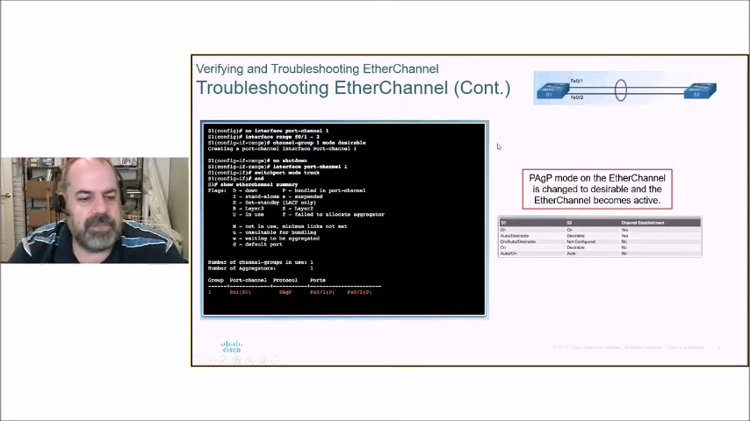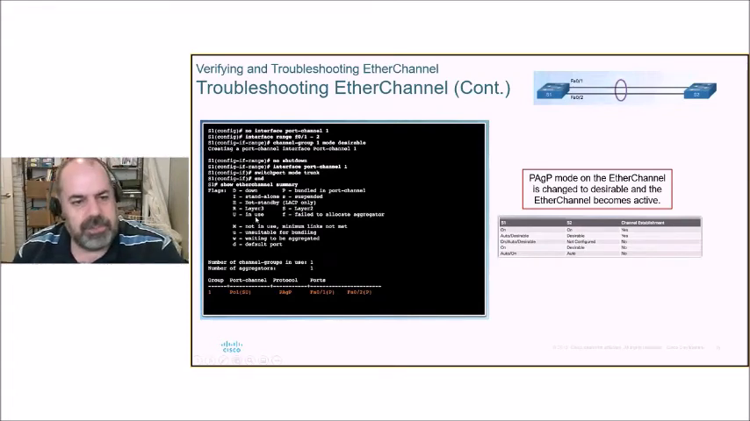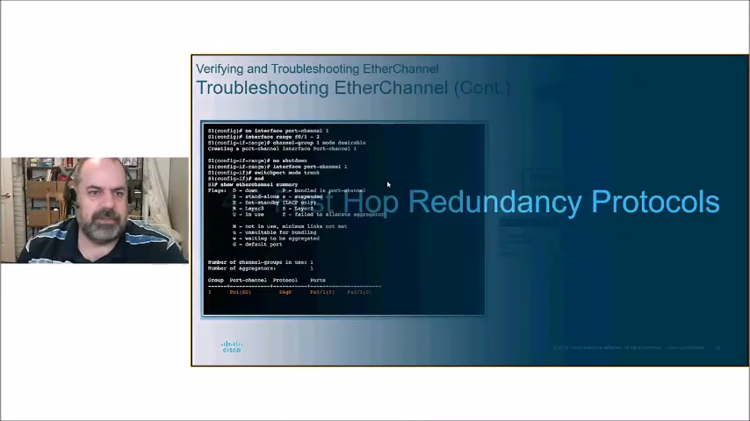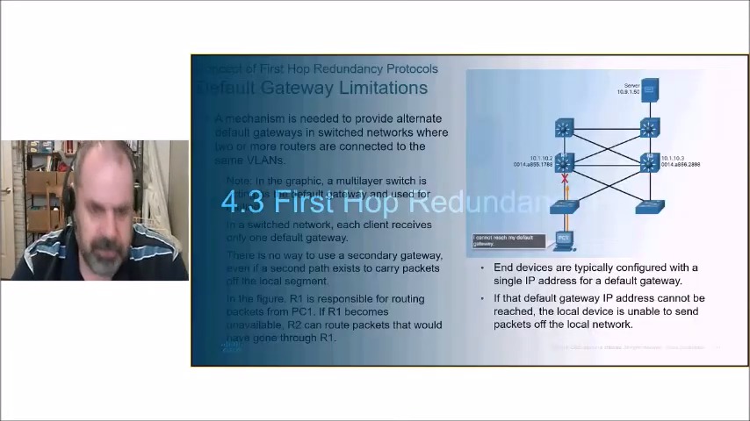And so here, we've now got it to be running, and so we've got S and U, which of course is layer 2 switching, and U is in use, or up, I suppose it could be as well. Okay, so first hop redundancy protocols.